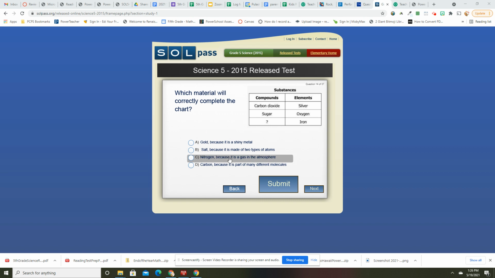Which material will correctly complete the chart? So compounds, carbon dioxide, sugar. Compounds are when two or more things come together to make something. Salt is made up of two different types of atoms. So salt is the compound here.